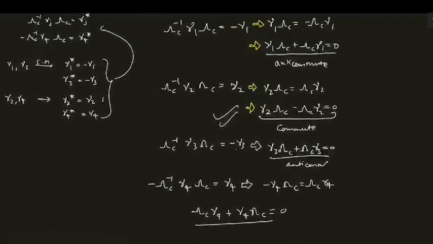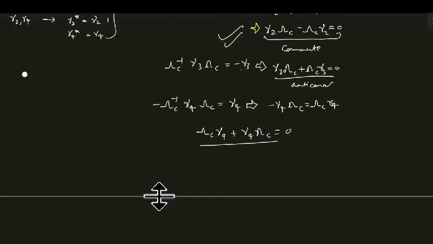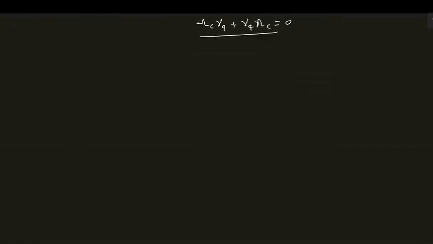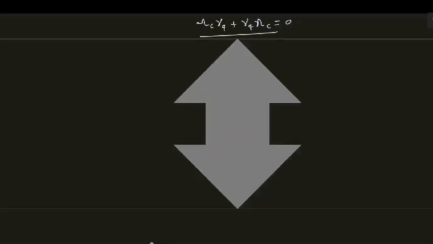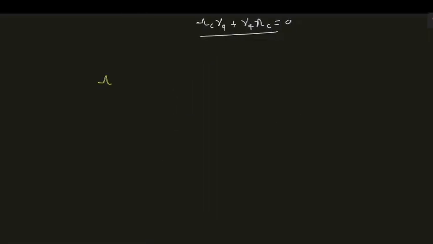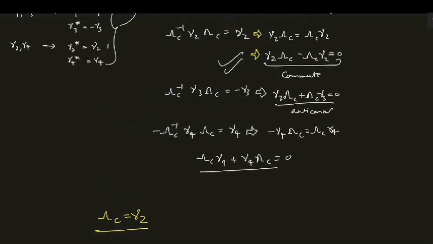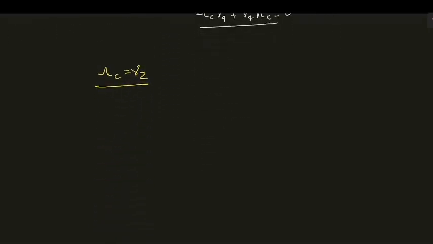Okay, so what does that mean? You know, a matrix commutes with itself only, and it anti-commutes with all the other matrices. So that means you have the unknown, which is lambda c, that is just equal to gamma 2. How did we conclude that? Because this matrix commutes only with gamma 2. Okay, so now lambda c came out to be equal to gamma 2.